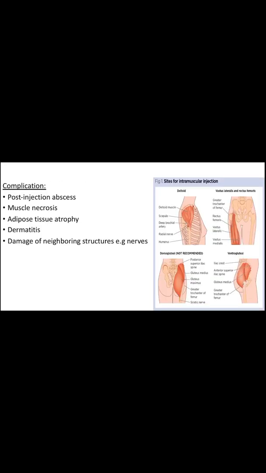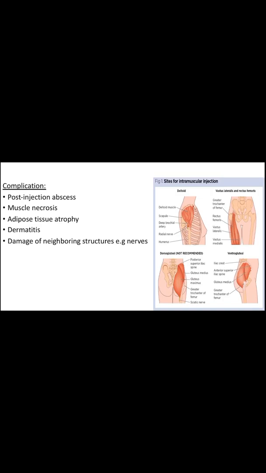Next is the intramuscular injection. Intramuscular injection is given in the case of sedative administration and analgesic administration, for example analgesics like morphine. It is also given in vaccination and as antibiotics. Contraindications include patients with hemophilia, coagulopathy, shock, and myocardial infarction. The complications of intramuscular injections include post-injection abscess, muscle necrosis, adipose tissue atrophy, dermatitis, and damage of neighboring structures.